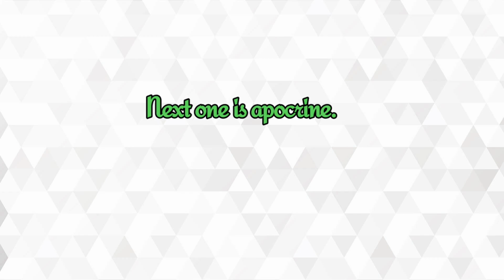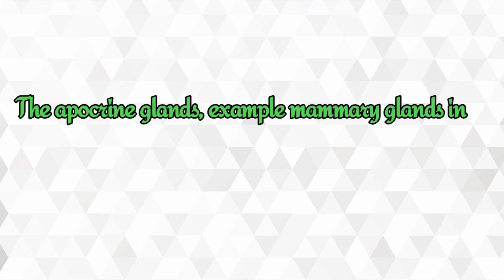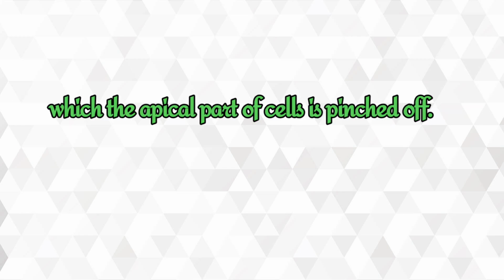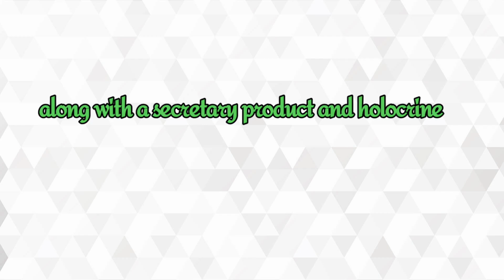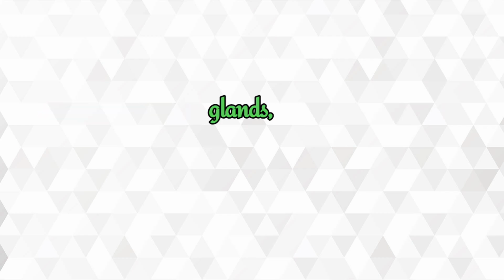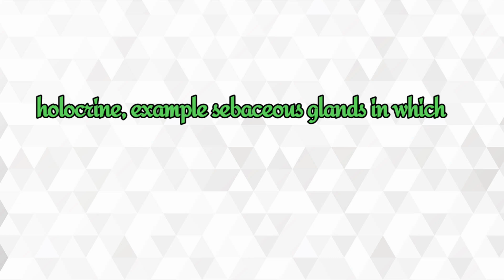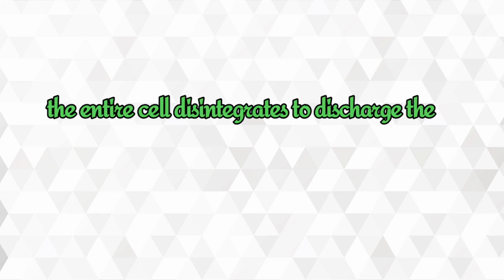Next one is apocrine. Apocrine glands, example mammary glands, in which the apical part of cells is pinched off along with the secretory product. And holocrine glands, example sebaceous glands, in which the entire cell disintegrates to discharge the content.